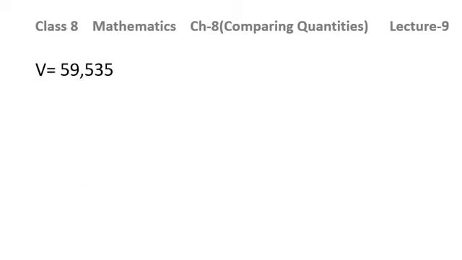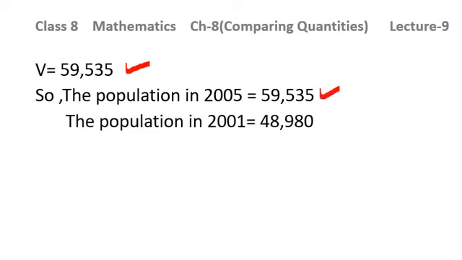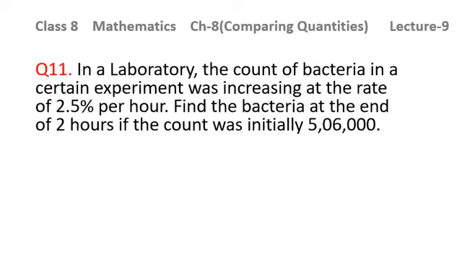And after solving, you will be getting the value of V, that is the population in 2005 will be 59,535. So the population in 2005 is 59,535. In 2001 is 48,980.